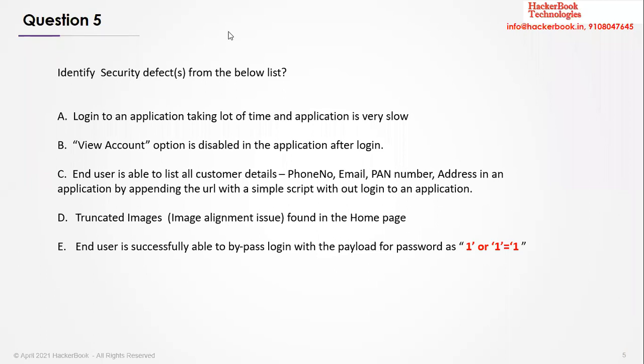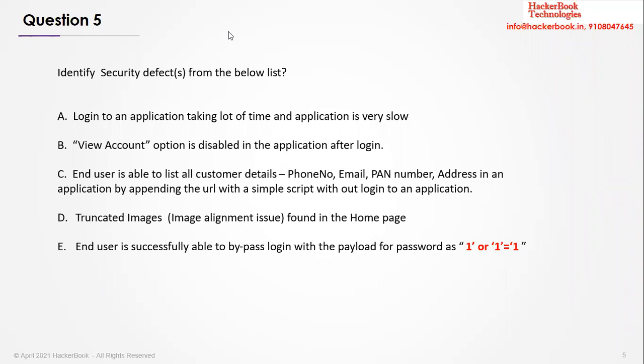The next one, truncated images. Truncated means the image is not completely visible. Maybe it is visible 70%, or this image is overlapped with some other image. Is this a security defect? No, this is a UI issue, a functional defect. End user is able to bypass login with the payload for the password as 1 or 1 is equal to 1.